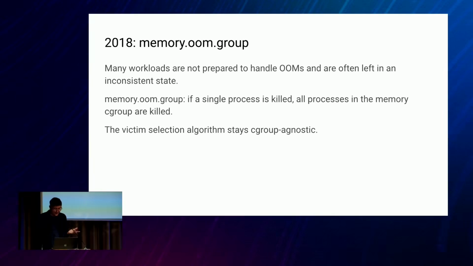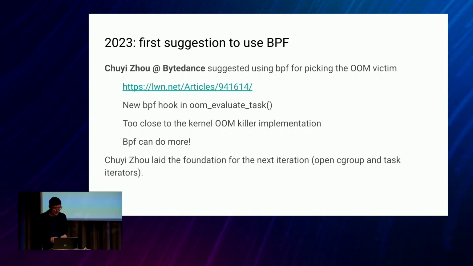So a very simple functionality was added to memory cgroups, called memory.oom.group, and it means that if the OOM killer kills a single process, it also should kill all other processes in the cgroup. And this part was not controversial, so it landed upstream, and it's now adopted by systemd and other things. So now we're making a big jump forward into 2023, a 5-year jump. And in 2023, an engineer from ByteDance, Chuyi Zhou, suggested using BPF for picking the OOM victim.